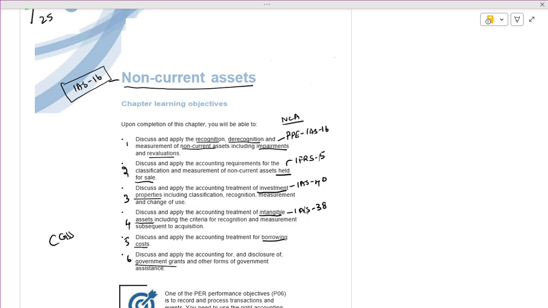IAS 16, IFRS 5, and here borrowing cost is IAS 23, and government grants is IAS 20.